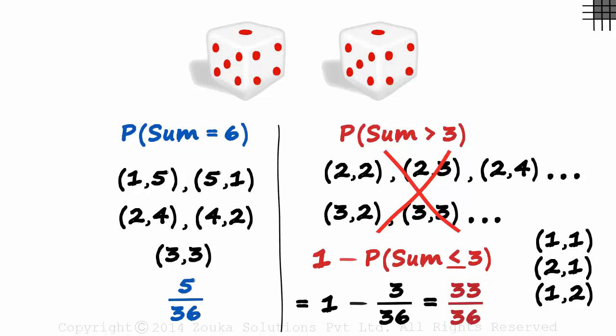You would have had to write down 33 possibilities if you would have chosen this approach. The concept is simple. When the number of possibilities is large, use this approach of eliminating the smaller set from all the possibilities.